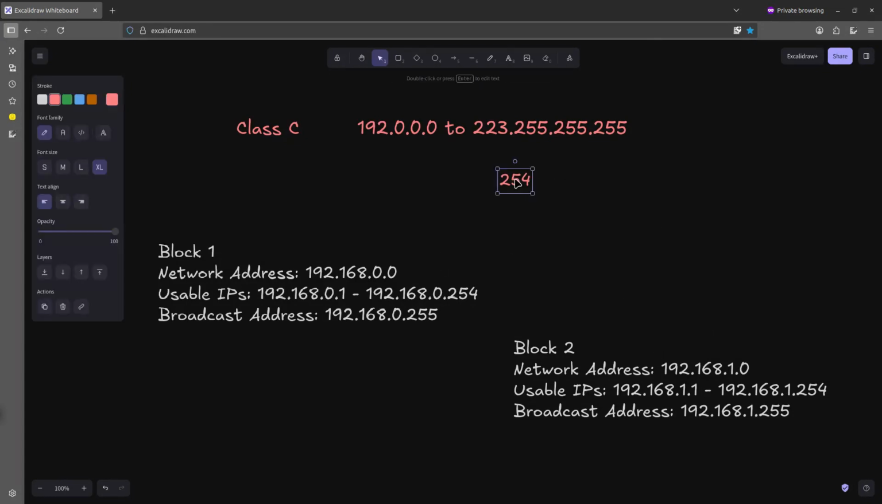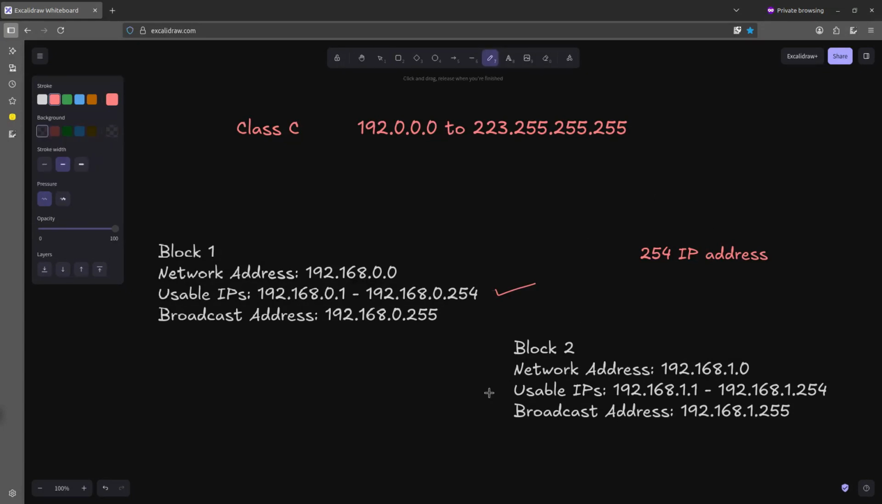So let's look at the first example, how it goes in each and every block, okay? Block 1. The network address, the lowest point, is 192.168.0.0, broadcast is 192.168.0.255, and the usable IPs are the ones in between. You can read it for yourself: 192.168.0.1 to 192.168.0.254, okay? So the usable ones are 254 IP addresses.